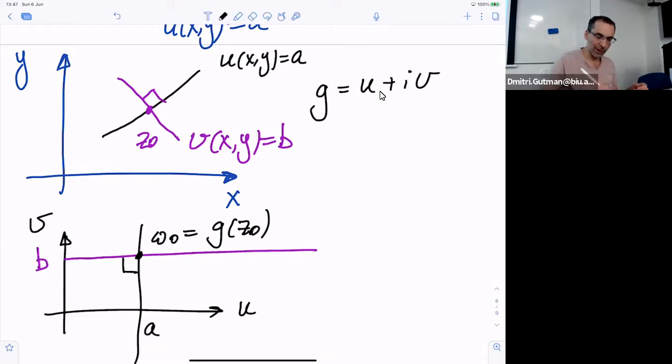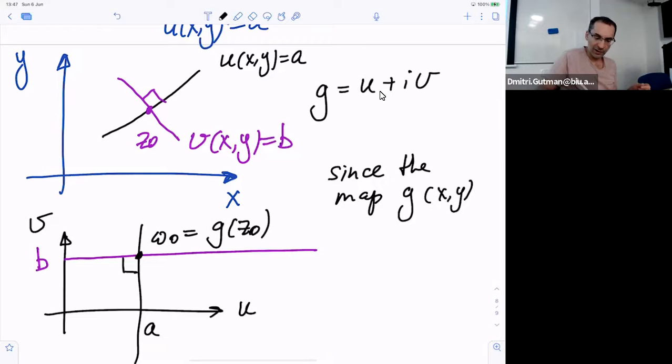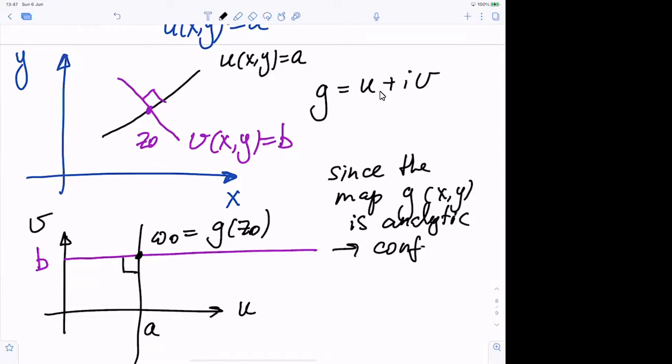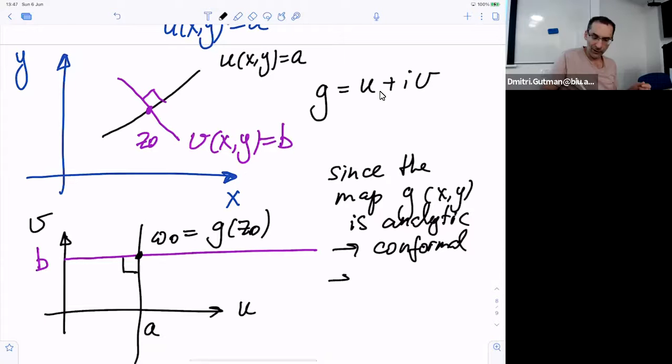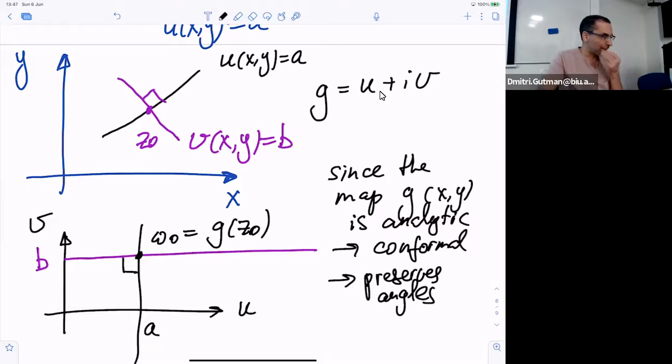But since the map G of X and Y is analytic, it means it's conformal. If it's conformal, it means it preserves angles. If it preserves angles, it means that if on the UV plane the angle was 90 degrees, then on the XY plane the angle was also 90 degrees. Therefore, this proves that the level lines of harmonic conjugates are necessarily orthogonal.